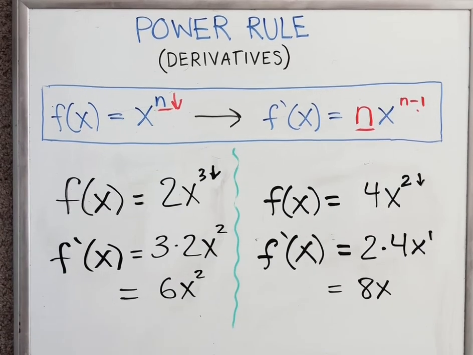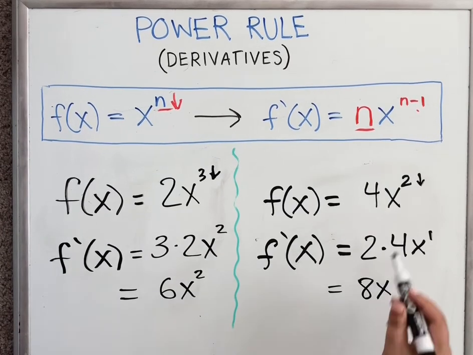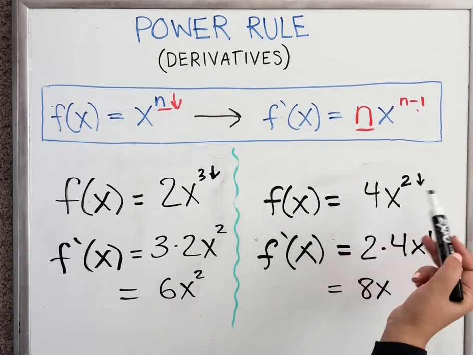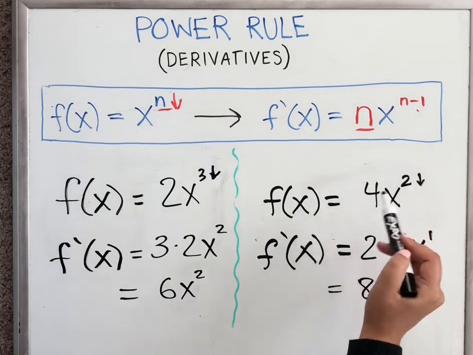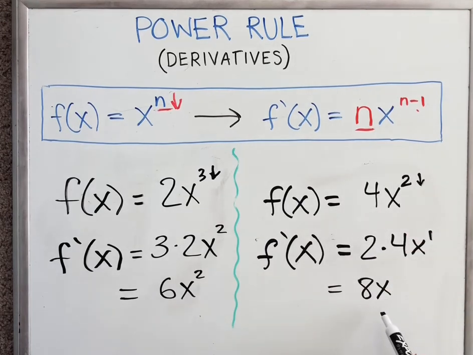And as you guys get more involved with these questions, the multiplication here is going to come more naturally, and you might not have to write out this step. So you might just say 2 times 4 is 8 and then drop the exponent. So that'll come with practice, not to worry.